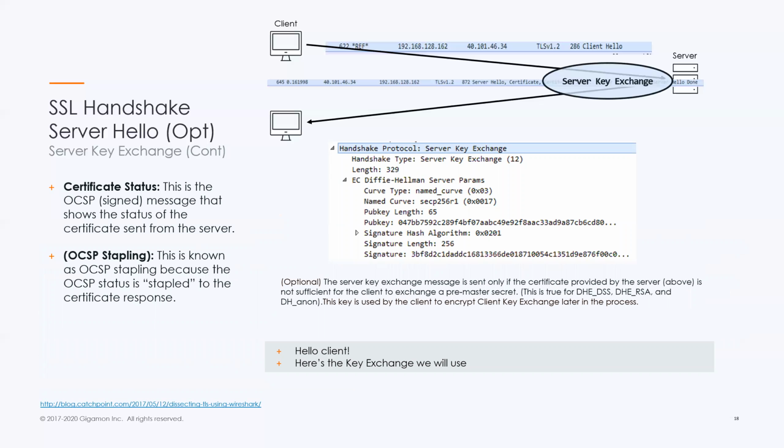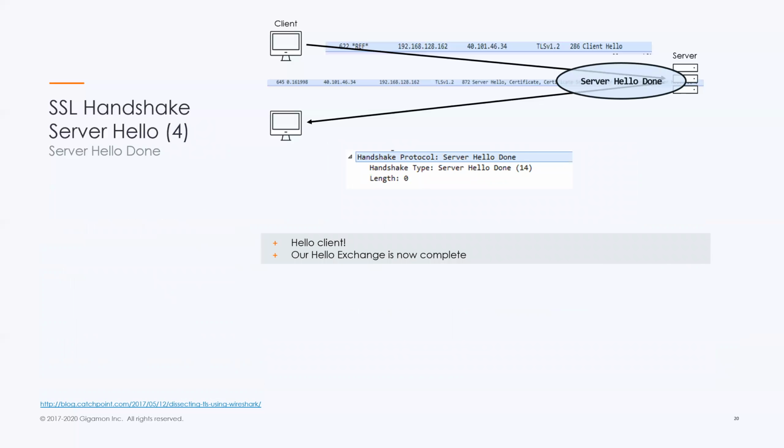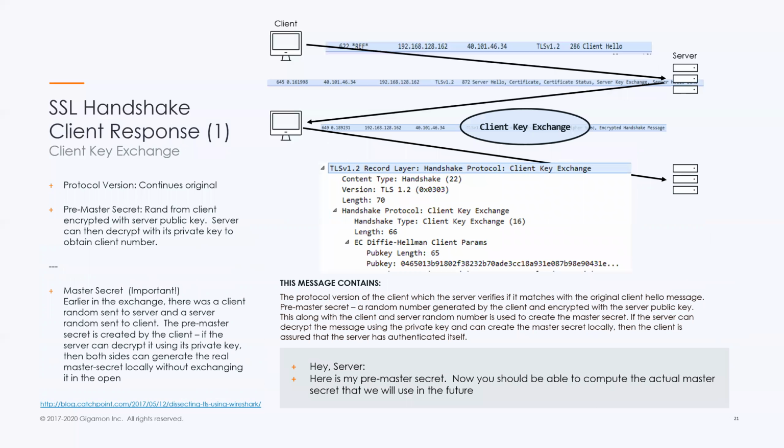Continuing with the server key exchange, optional components, certificate status, and OCSP stapling. Here's the actual Wireshark for that. You can dig into that if you like. Then there's the client certificate request. It's optional. It's sent when the server wants to authenticate a client. So, do you have a client certificate? Please send it to me. Then the server hello is done.